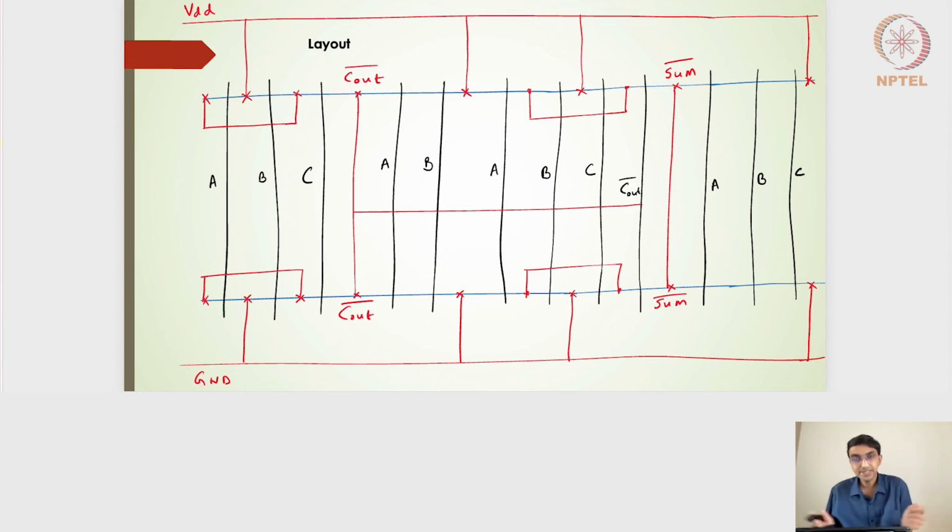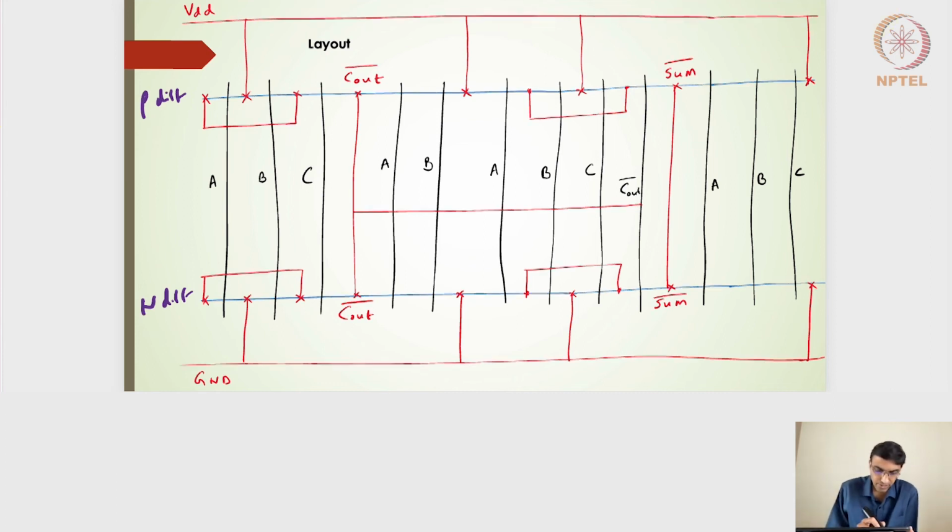Now, just to complete the 1-bit full adder using 28 transistors, I've just drawn the layout diagram here. So the stick diagram basically, and I have completed both the PMOS side as well as the NMOS side. So that means the N diffusion line here, and the P diffusion line here. Right, and then this is the VDD rail, and this is the ground rail.